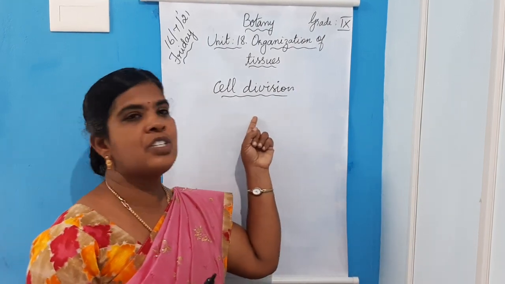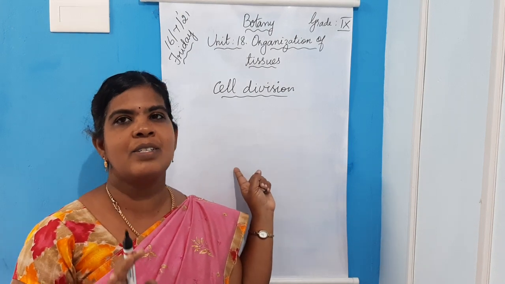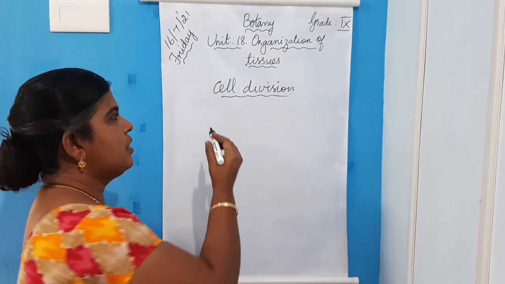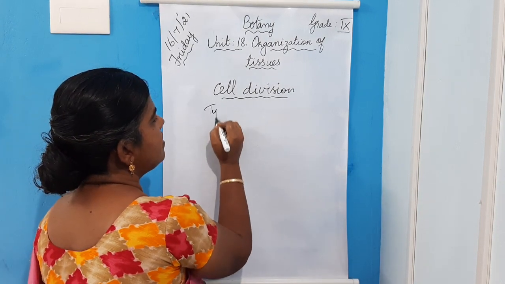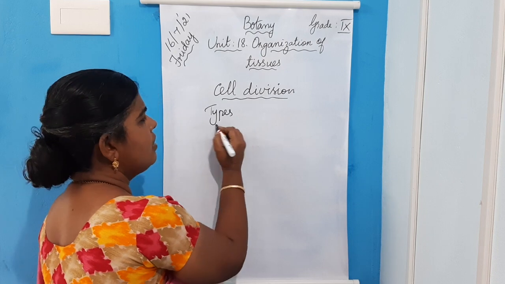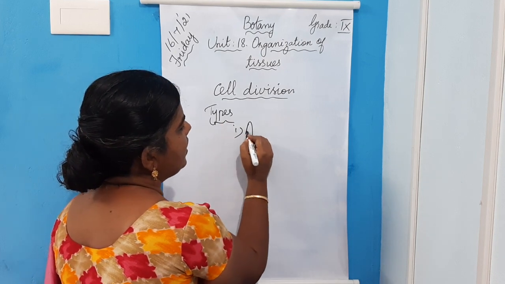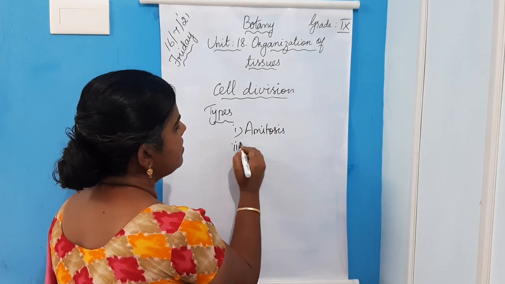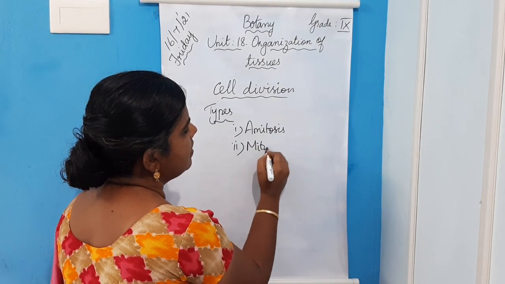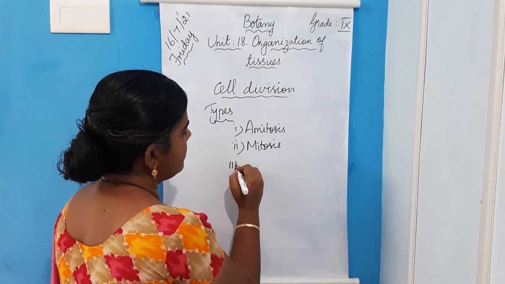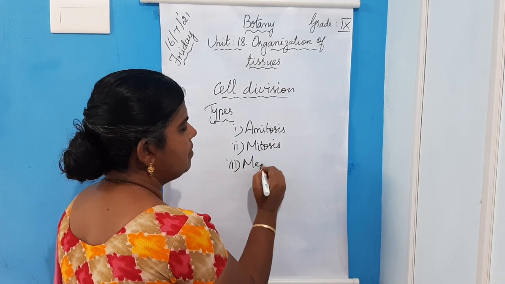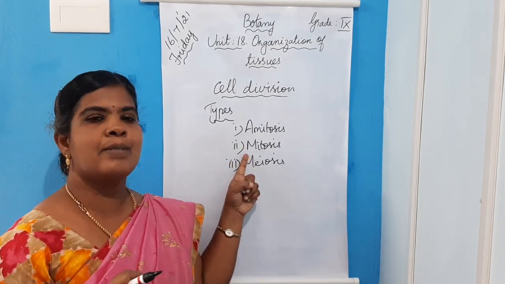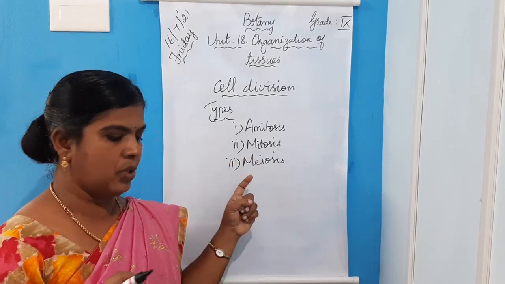So what is cell division? Division of a cell. That is called cell division. There are three types of cell division. What are the types of cell division? First is amitosis, second is mitosis and third is meiosis.